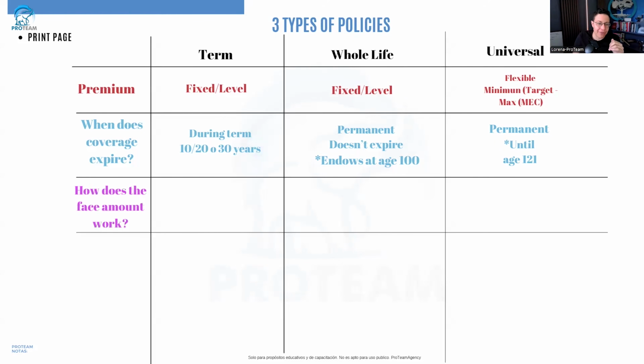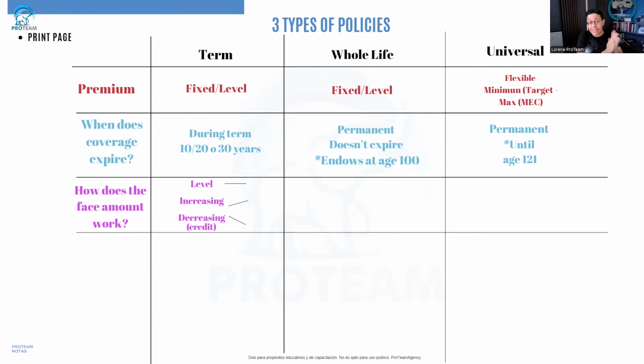All right. So now next, know how the premium works in all of the policies. We know when the coverage expires in all of the policies. Let's move on to the next one, which is how does the face amount work? Does it go up? Does it go down? Is it flexible? What is it? So in a term policy, guess what? There's 3 different types. The first one is level. You're going to see this trend. Level means it does not change.